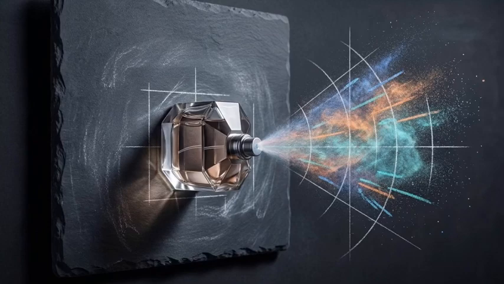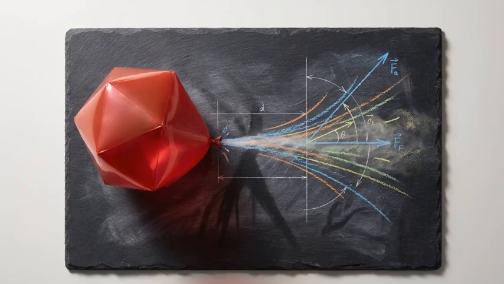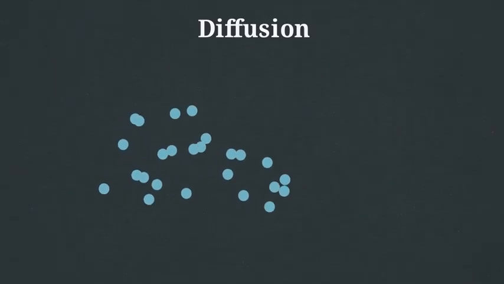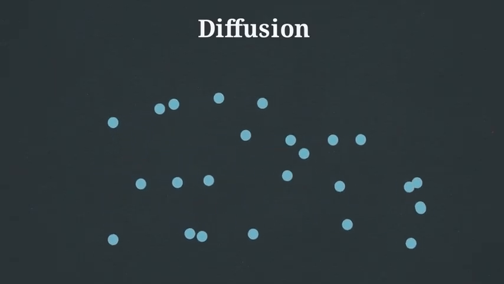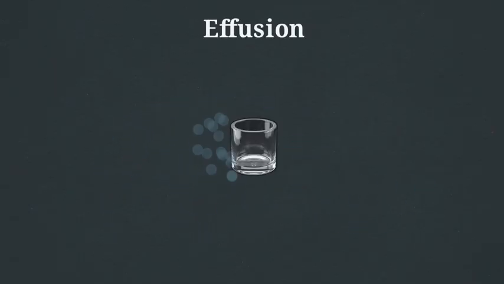Imagine the scent of perfume slowly drifting across a room versus the high-pressure hiss of a punctured helium balloon. Both involve gas molecules spreading out, but they do so through different physical paths. The perfume is an example of diffusion. This is the natural, unassisted mixing of molecules from a region of high concentration to low concentration.